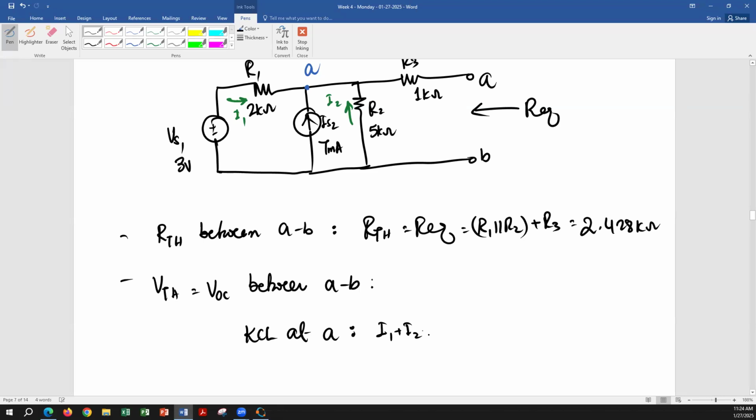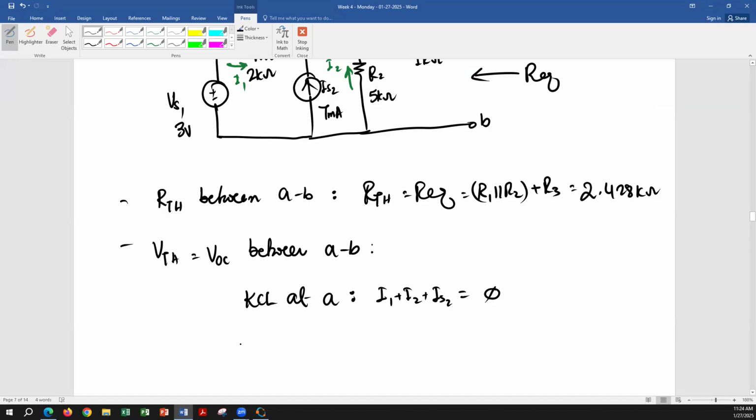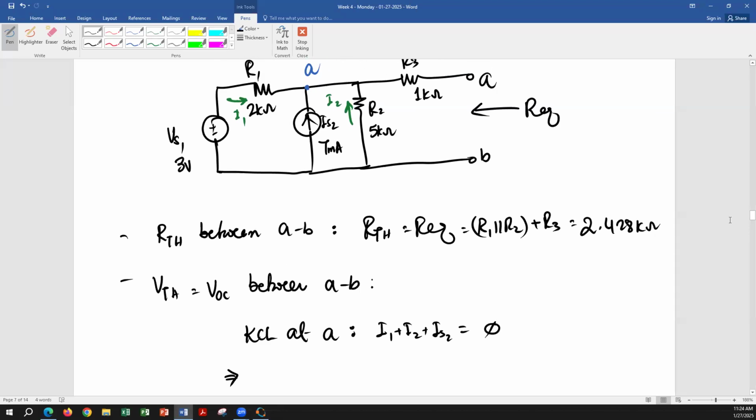I1 plus I2 plus IS2 equals 0. Okay. All right. What is the Ohm's law, if you want to write down I1?